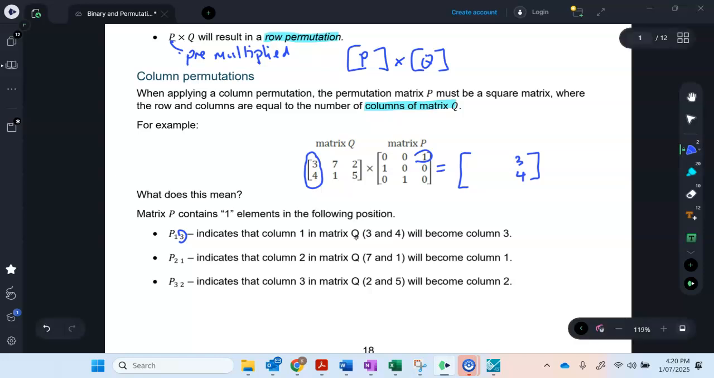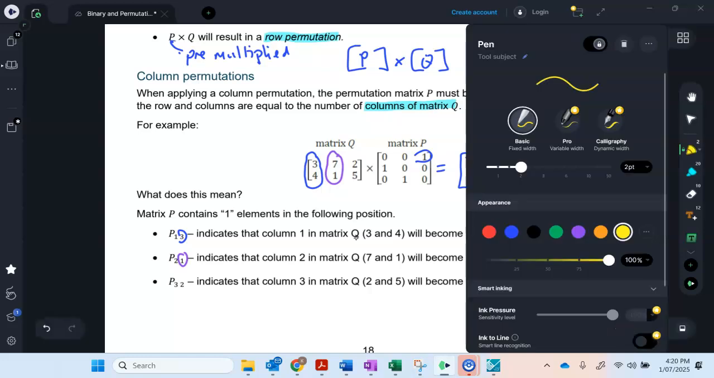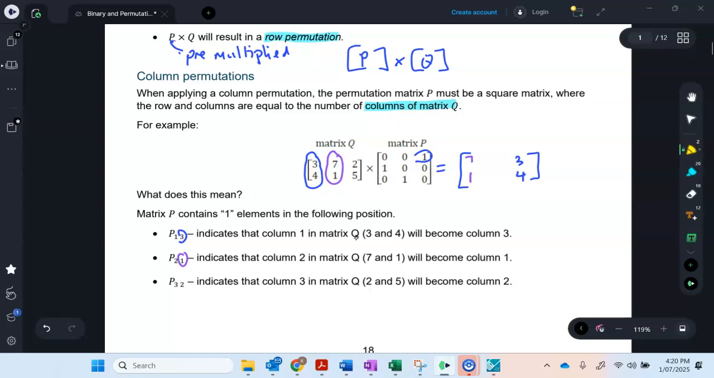Let's do it in a different color for the next one. So P2,1 indicates that column 2 in matrix Q, so the 7 and the 1, will become column 1. So here we go, column 1, 7, 1. And then lastly, we've got P3,2. So this is this one here. It indicates that column 3 in matrix Q, so the 2 and the 5, will become column 2.